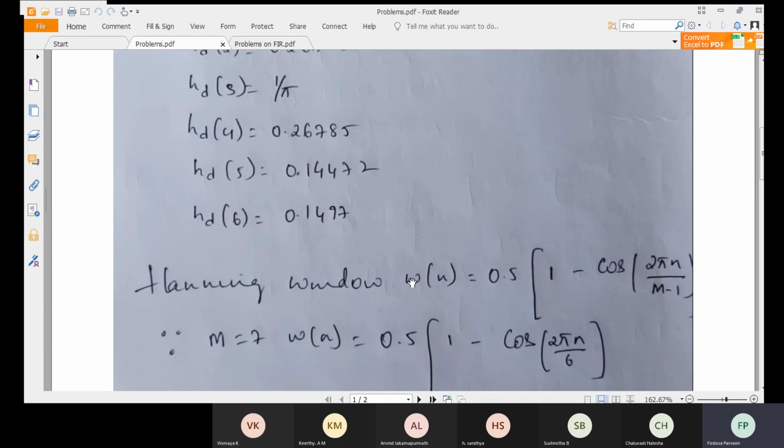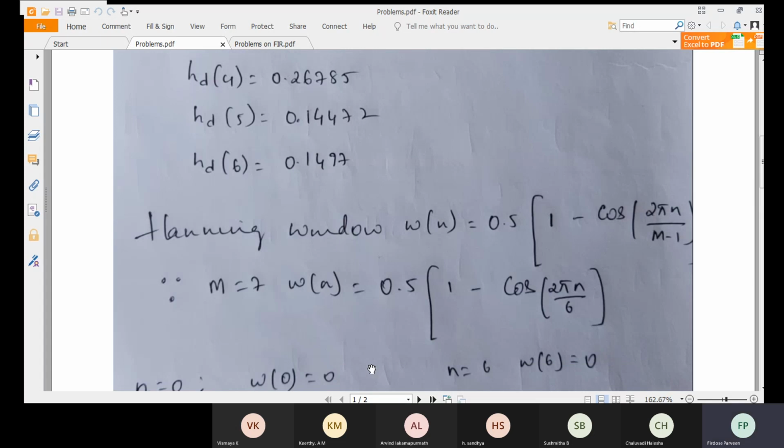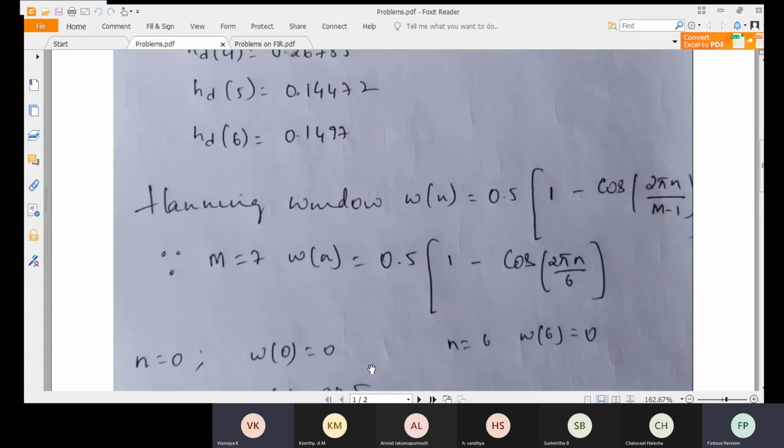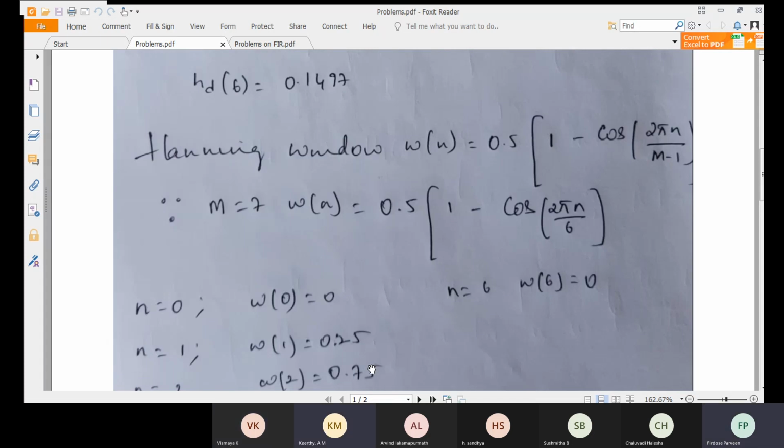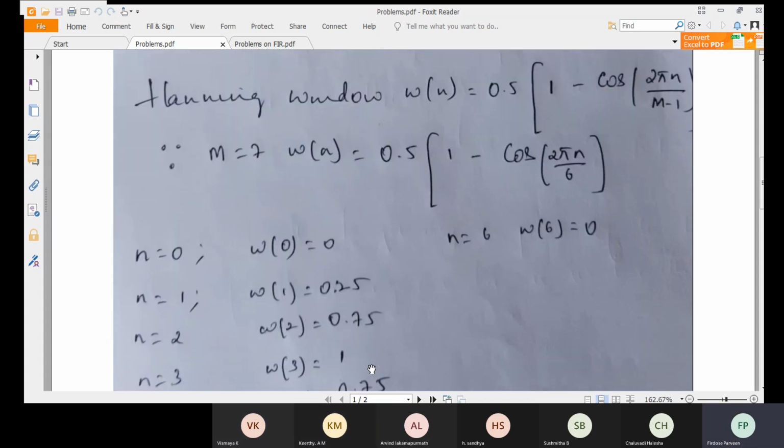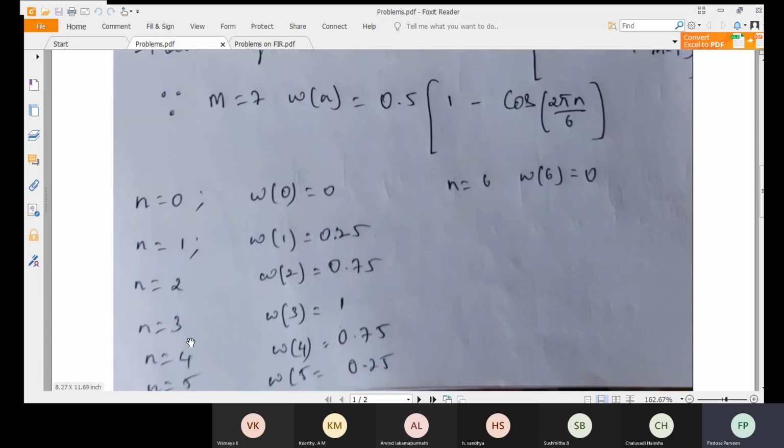So for Hanning window, what is omega n? It is equal to 0.5 into 1 minus cos of 2 pi n divided by m minus 1. So m is nothing but they have given 7. So 7 minus 1, it is 6. You have done this one. Got the same thing? W of omega of 0, omega of 1, when n is equal to 0, n is equal to 1, n is equal to 2. These are important problems. They'll be asking for 8 to 10 marks.